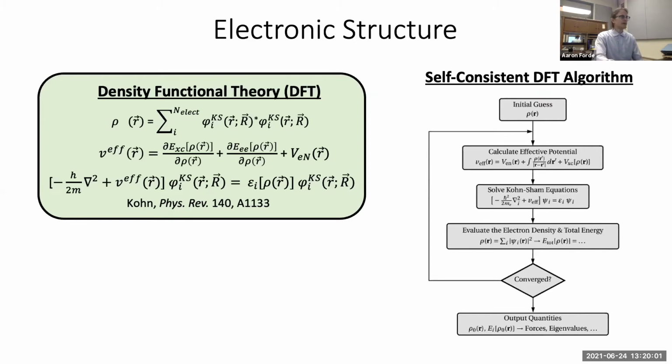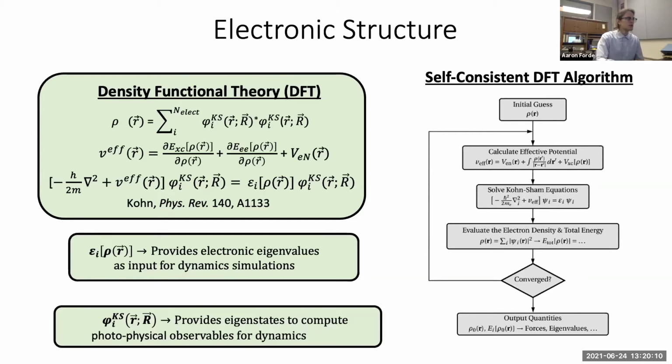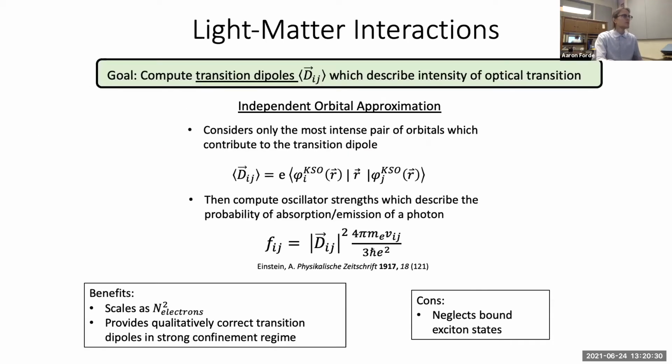And so the main takeaway from DFT is that with it, we can get good approximations for electronic eigenvalues, so energy levels for the dynamics, and we can get eigenstates or orbitals to compute observables for the dynamics. The first observables I'll talk about is light matter interactions, because if you're talking about a solar cell, you have to describe how the material absorbs and emits light. And so the goal is to compute transition dipoles, which essentially describe the interaction between an electronic state and a classical electromagnetic wave.